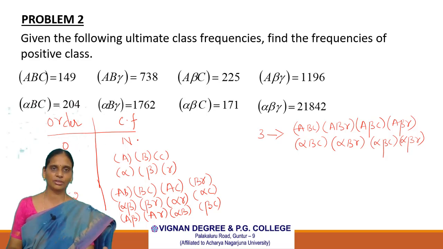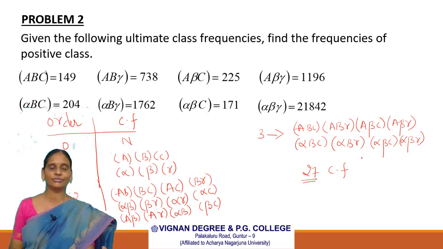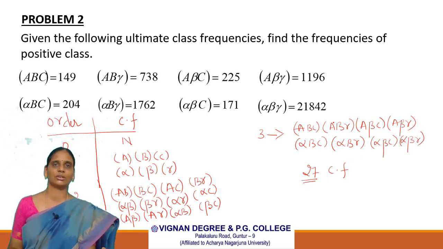So 0th order 1, first order 6, second order 12, and the third order's corresponding class frequencies are 8. So total 27 class frequencies are there in the case of taking 3 attributes.